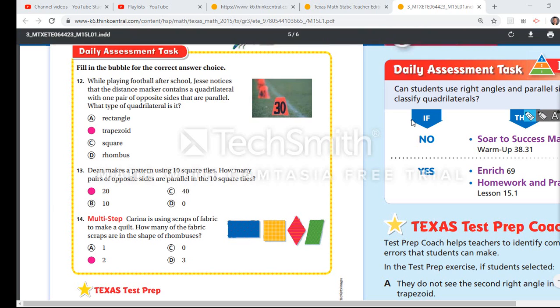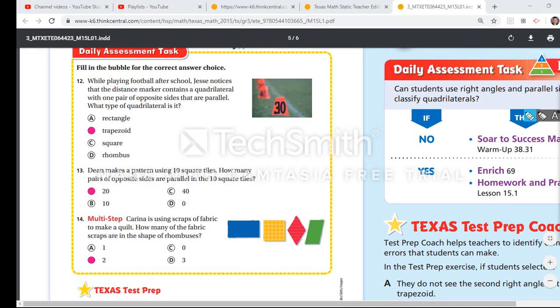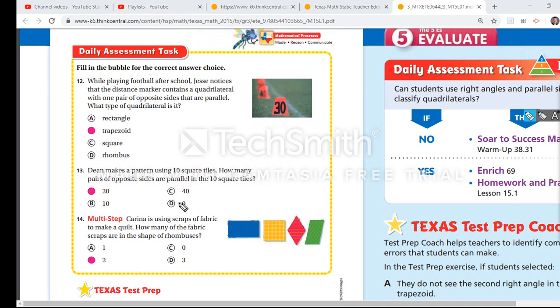So let's read question number 12. And again, we're just using the logic. You can use your notes. If you have your math notebook next to you, take it out and open it up to the section that deals with 15.1. You can use that to answer these questions.